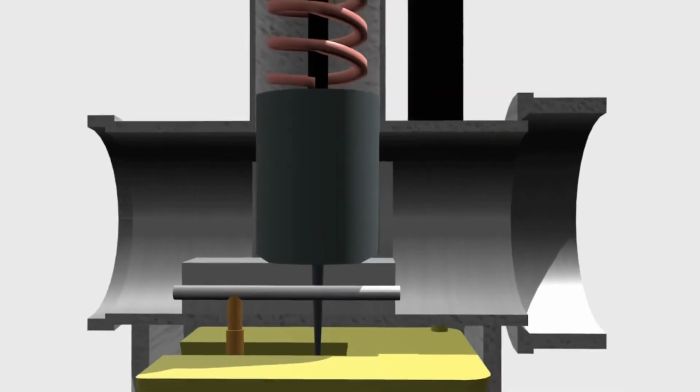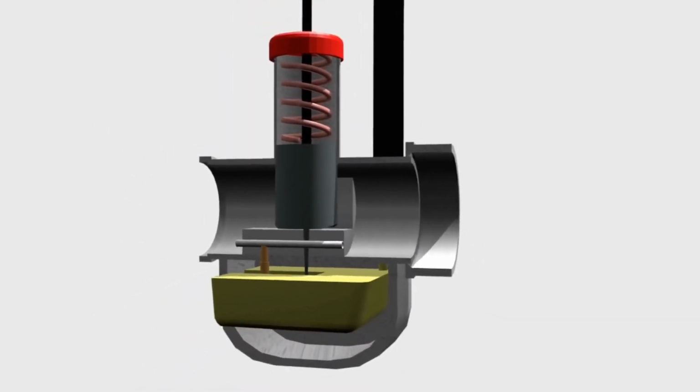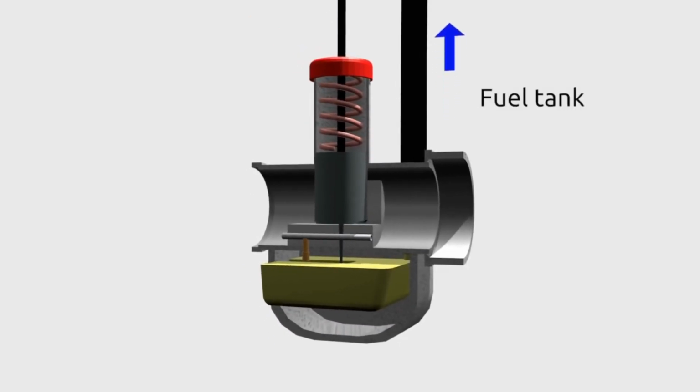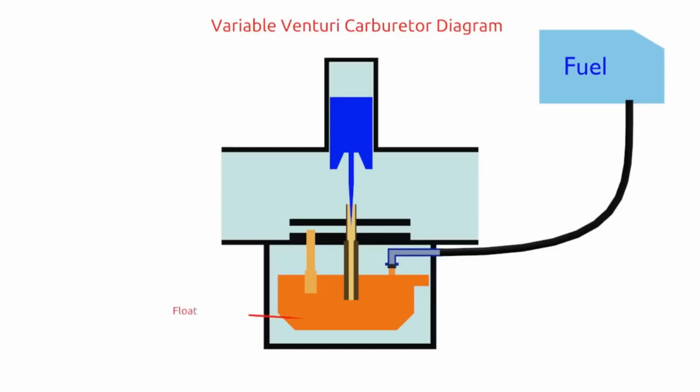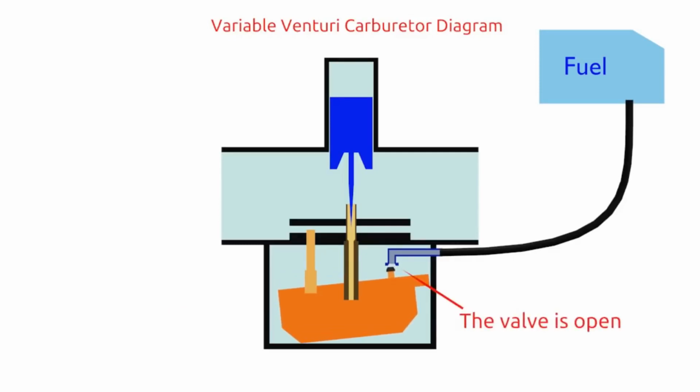Then, we know that the fuel tank is higher than the carburetor. Why doesn't fuel overflow? Apparently, there is a float system that makes the fuel not overflow. This system only utilizes float movement to close the fuel from the tank. So, when the fuel in the float chamber is empty, the float goes down and the float needle is open.